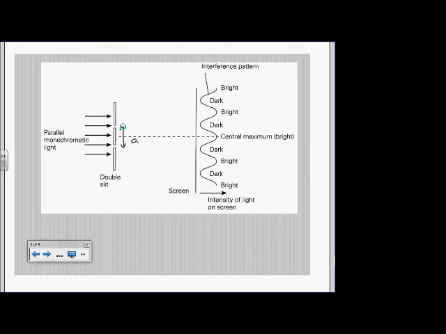We also need to know the distance between the slits and the screen. And the third thing we want to know is the distance from one maximum to the next maximum, and that's given the symbol little x. So if you can add those three labels to the previous diagram that you've got, we'll have a look in a moment as to how we use those three measurements to work out the wavelength of light.